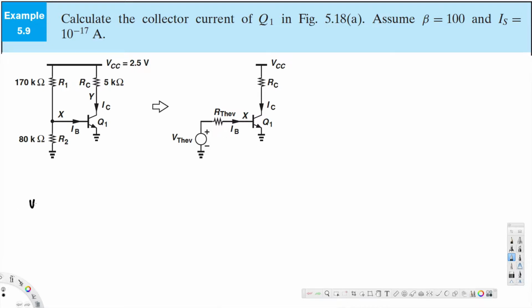Now, to find the VThevenin, we use voltage division: R2 divided by R1 plus R2 multiplied by VCC, and if you plug in all these values you will get 800 millivolts. Now our initial guess for VBE is going to be 750 millivolts, because when the current passes through the Thevenin equivalent resistance there's going to be a voltage drop, so it must definitely be less than VThevenin. VThevenin is 800 millivolts, so we guess VBE to be 750 millivolts.